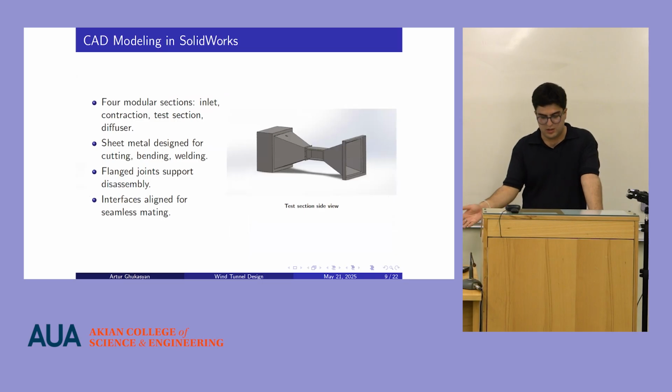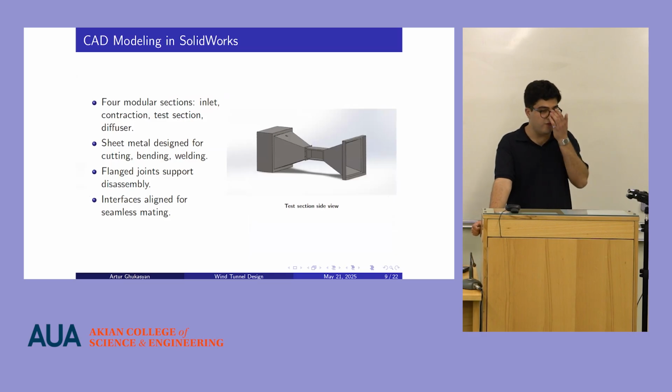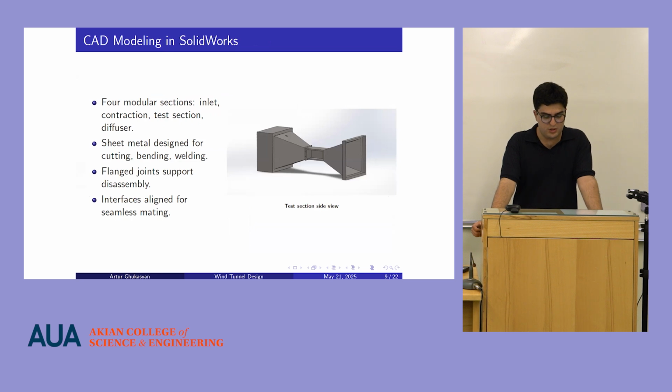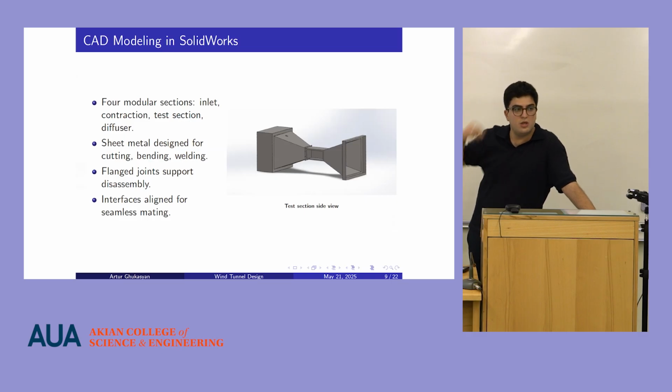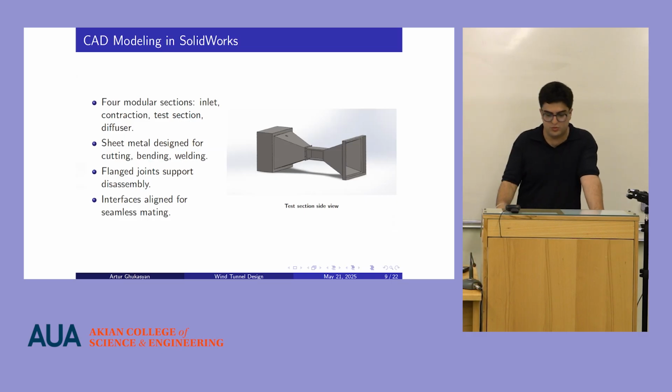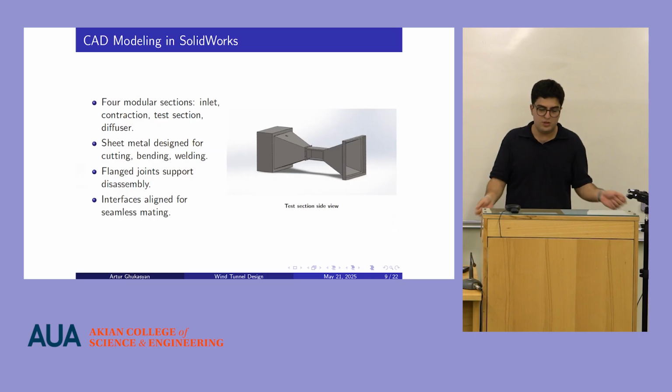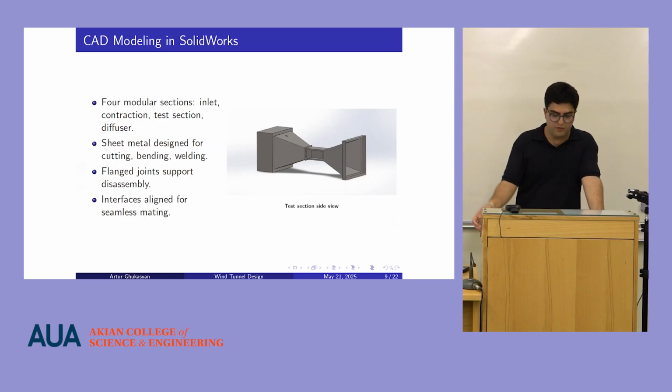Here is the cut section now. Four modular sections were designed: inlet, contraction, test section, and the diffuser. Sheet metal was designed for cutting, bending, and welding, making the process of manufacturing as simple as possible. And flange joints were supporting the disassembly, as you can see between the test section and the contraction section. There are flanges to allow ease of disassembly, and all the interfaces were aligned for seamless mating.